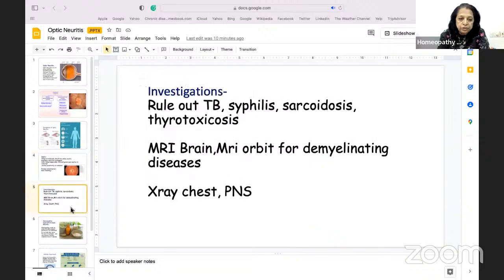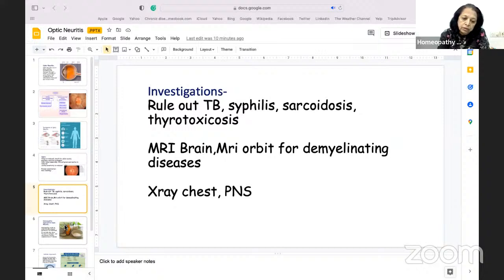Now, what are the investigations? As per the cause, you will have an idea what the investigations are. You have to rule out tuberculosis, syphilis, sarcoidosis, thyrotoxicosis. And in any optic neuritis, you have to do MRI brain and MRI orbit for demyelinating diseases like multiple sclerosis, Devic's disease, and X-ray chest, especially for sarcoidosis or tuberculosis, and PNS, that is the paranasal sinuses, if there is a sinus infection.